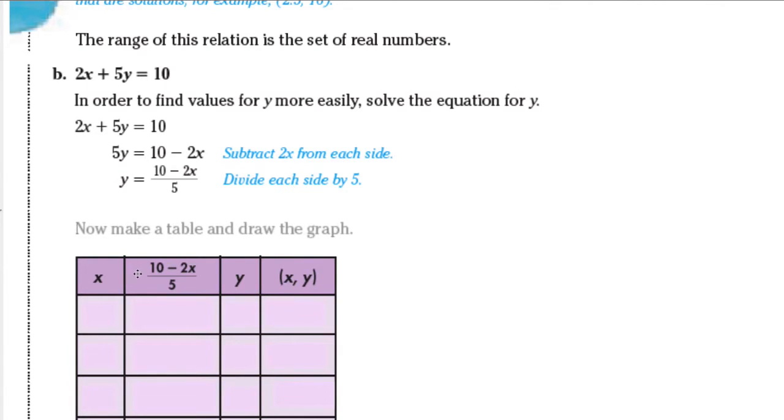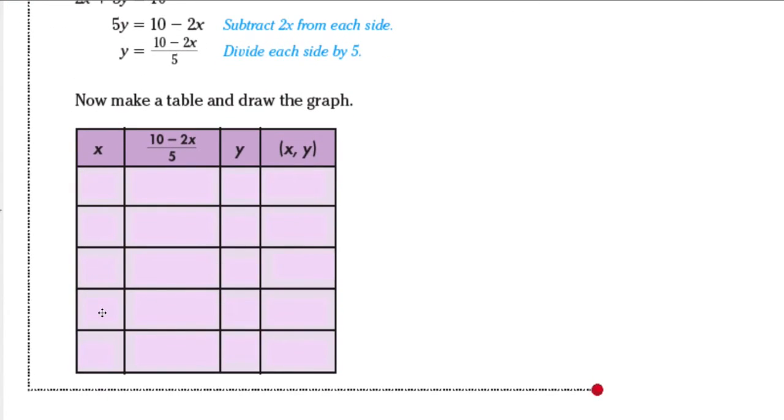Now make a table and draw the graph. Again, any 5 values of x. Are you limited to 5? No, you're not. 5 will make sure that you get a straight line. If you get 5 values and they form a straight line, then more or less what you're doing is correct. So 5 points on the line will ensure that you get a straight line from your linear equation. Let's try these 5 values: negative 10, negative 5, 0, 5, and 10. You can use any value you want. You can use negative 1, negative 2, 0, 1, 2.